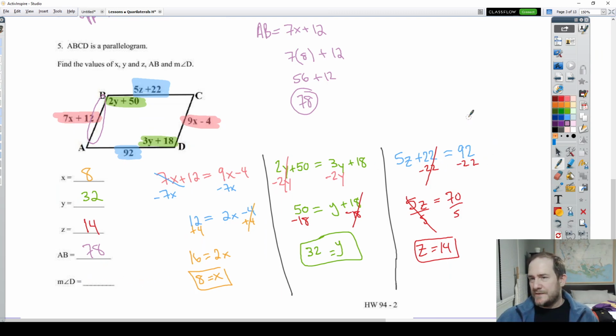Now they want the measure of angle D. And that's pretty simple because the measure of angle D is given by one of these expressions too, the 3y plus 18.